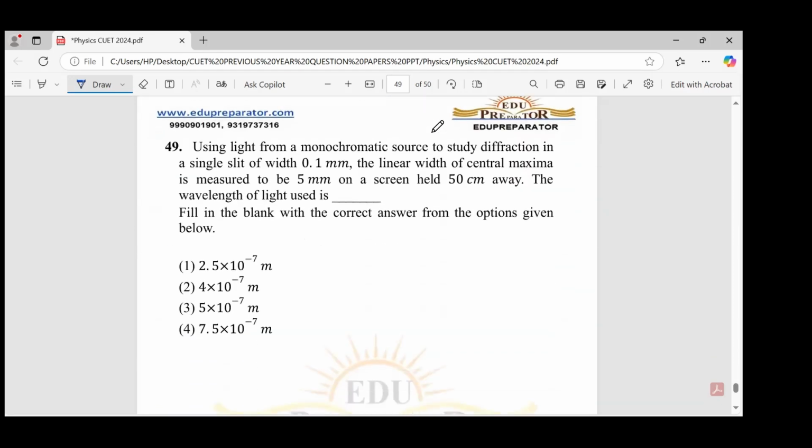Then move to 49. That is a question based on the width of the central maxima in the diffraction pattern. So we know the width of the central maxima is equal to 2 lambda capital D by small d. So we substitute the values, and we will get the correct answer, right? Just substitute the values and we will get the answer.